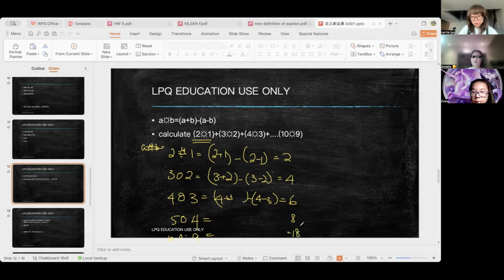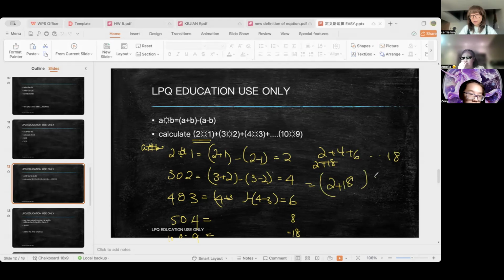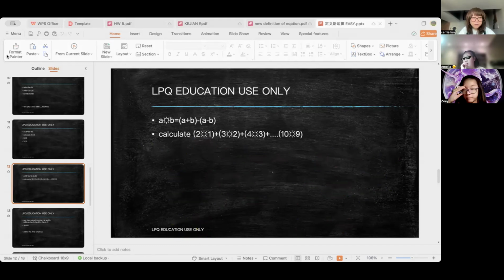18. Very good. So this question became 2 plus 4 plus 6 plus all the way to 18. This one I can do it. Okay, so it's 2 plus 18. How many numbers are there? 9 numbers, and divided by 2 equals 90. Get it? Okay, much easier, right? So let's take a look at the next one, okay?